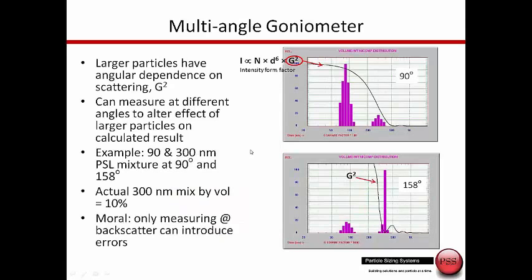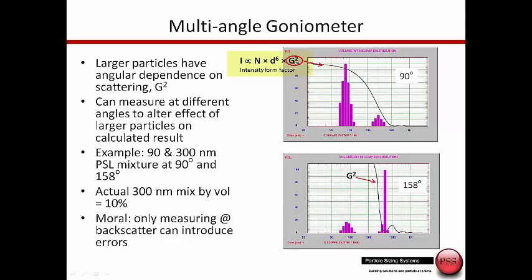This system can be configured to be a multi-angle goniometer. The reason we would do this is typically when we're measuring larger particles. For very small particles, say everything under 20 nanometers, the scattering is isotropic and the same at all angles. But when we're measuring larger samples, let's say a lipid emulsion at 300 or 400 nanometers, then we have not only the scattering dependence, which is d to the 6, diameter to the 6 power, but we need to take in this intensity form factor g squared.